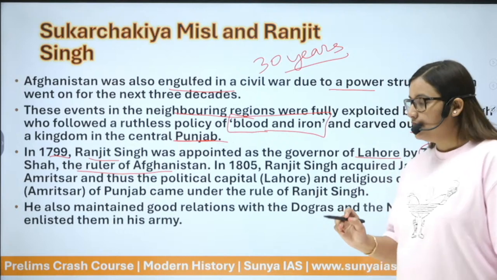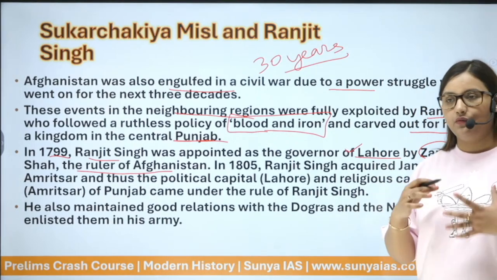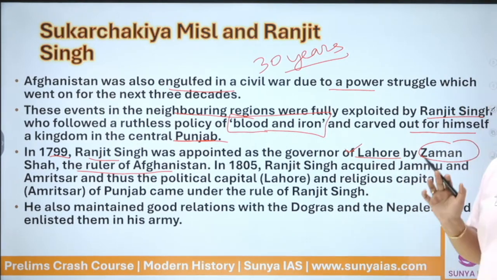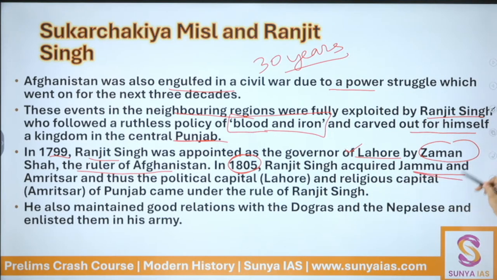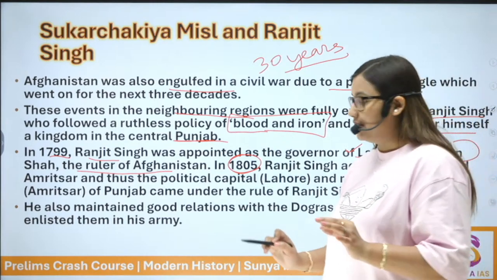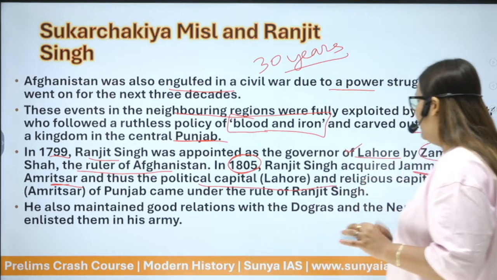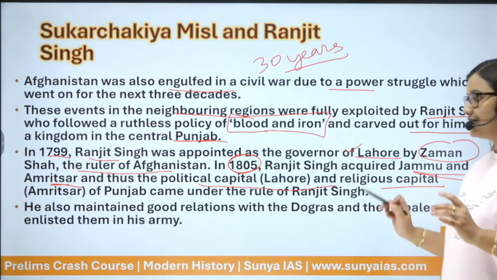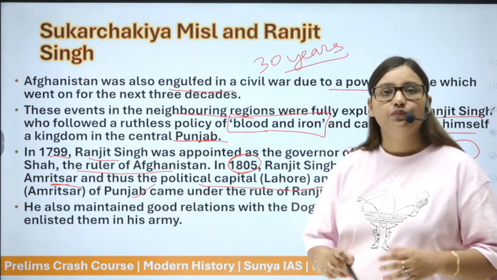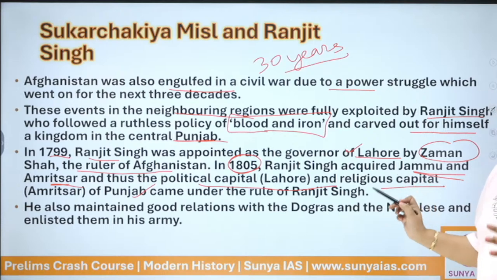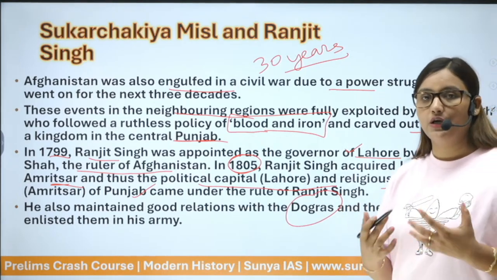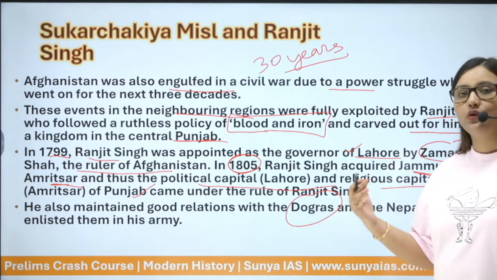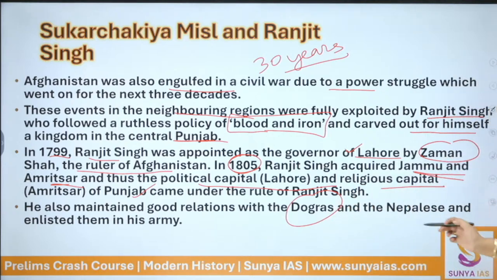So now Ranjit Singh was the governor of Lahore, so he was taking care of the capital. And in 1805, remember the date, 1805, Ranjit Singh acquired Jammu and Amritsar. So now he made Lahore the political capital and Amritsar the religious capital. So Amritsar was the religious capital of Punjab and Lahore was the political capital of Punjab. It came under the rule of Ranjit Singh, and he maintained very good relations with the Dogras of Jammu. In Jammu, the Dogri language is spoken and there is Dogri dance too. So the Dogras were from Jammu. And the Nepalese also, because the Nepali area comes there on the border.